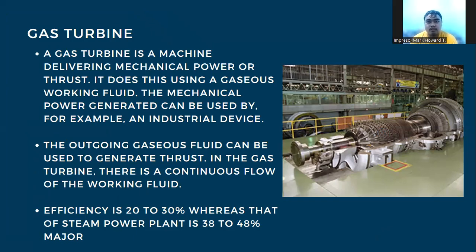The mechanical power generated can be used by, for example, an industrial device. The outgoing gaseous fluid can be used to generate the thrust in the gas turbine. There is a continuous flow of the working fluid. Its efficiency is up to 20 to 30%, whereas that of a steam power plant is 38 to 48%.